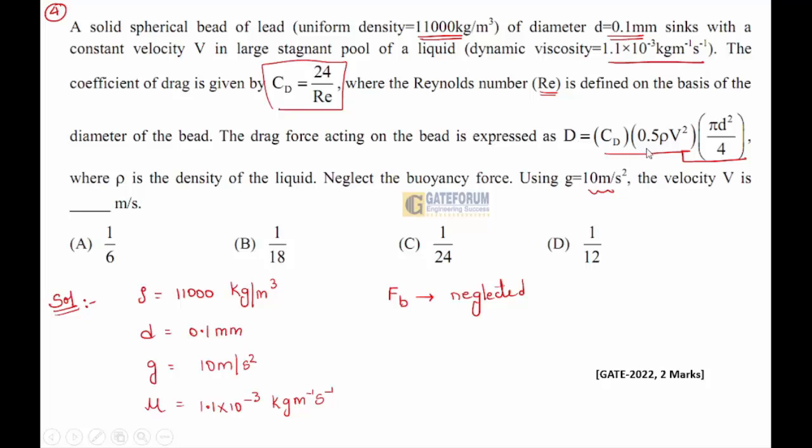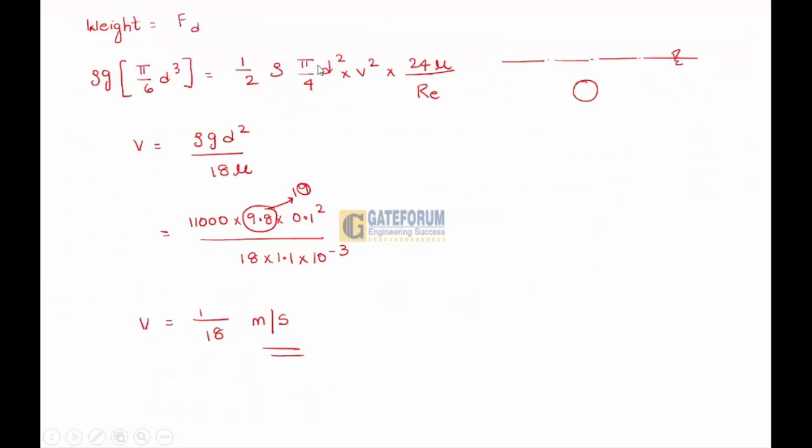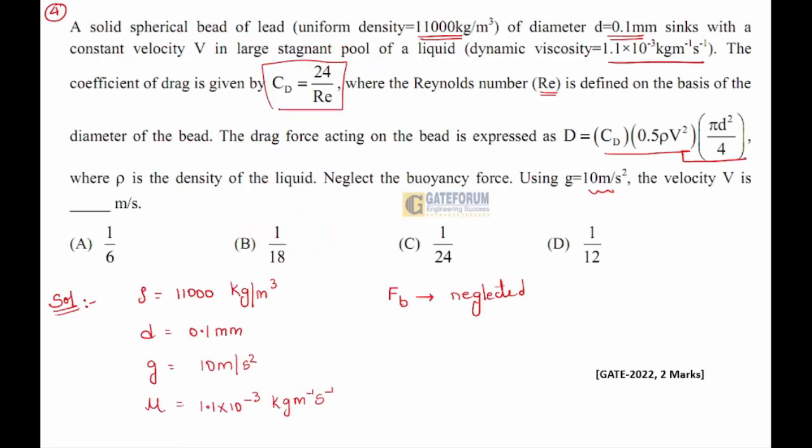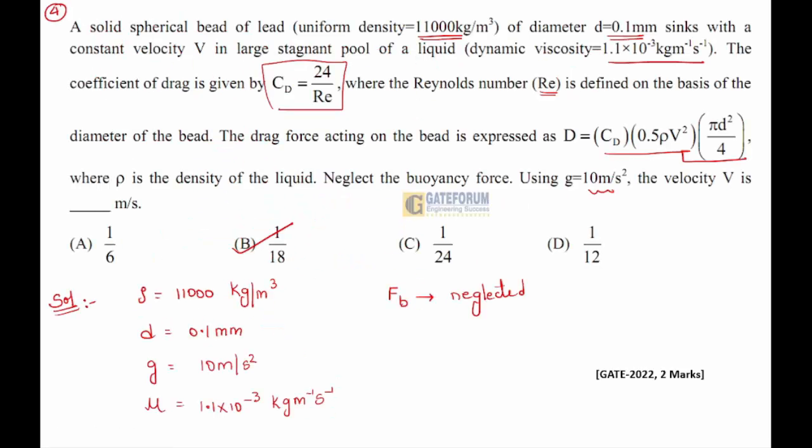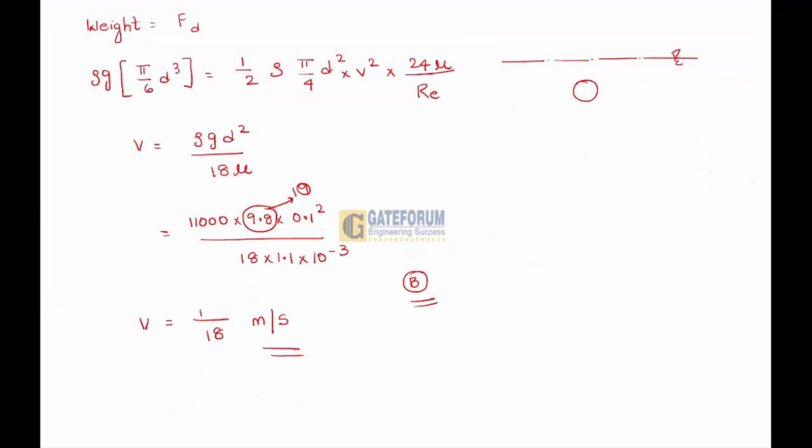Drag force, don't get confused, CD 0.5 rho v square into pi d square by 4, right? So this is the value how you will be taking, and you will get the value of 1 by 18, that is option B. Option B will be the right answer. Here mu value was missing, I have taken this as 24 mu by RE, right? This is the solution for the question given. Moving to the next question.